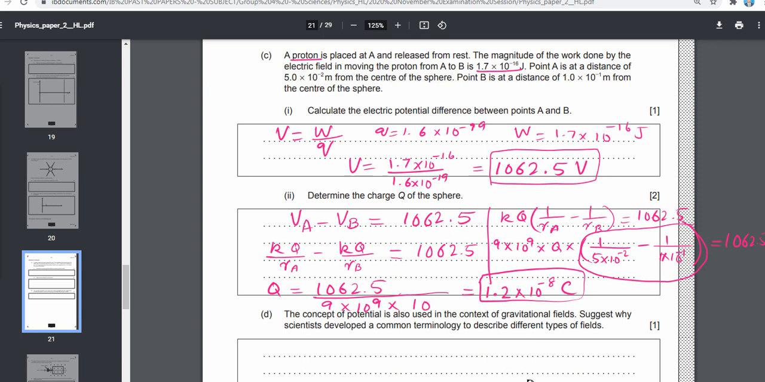Now in the last part it says the concept of potential is also used in the context of gravitational fields. Suggest why scientists develop a common terminology to describe different types of fields. We'll just say that it is to highlight the similarities between different fields. So this is the answer for part D, and this is it for the topic.